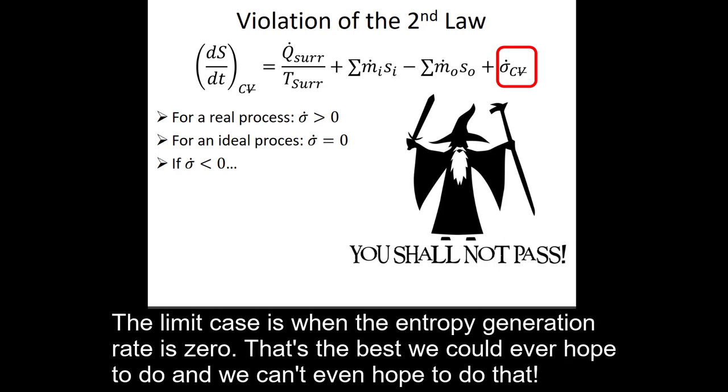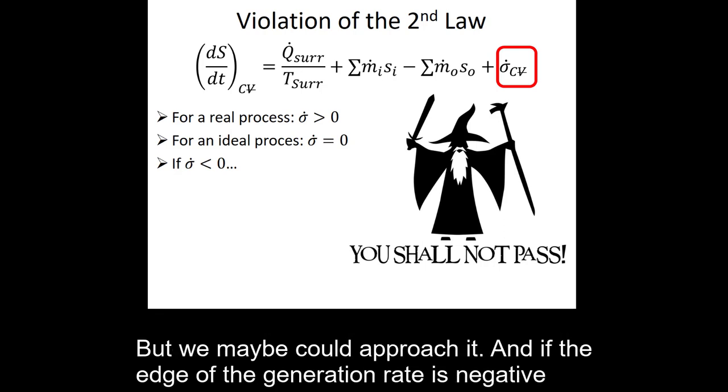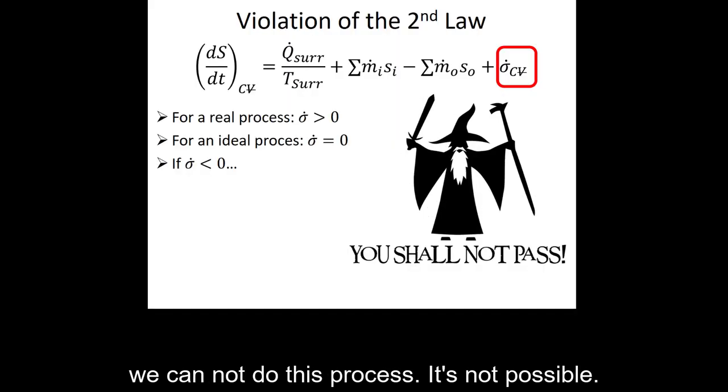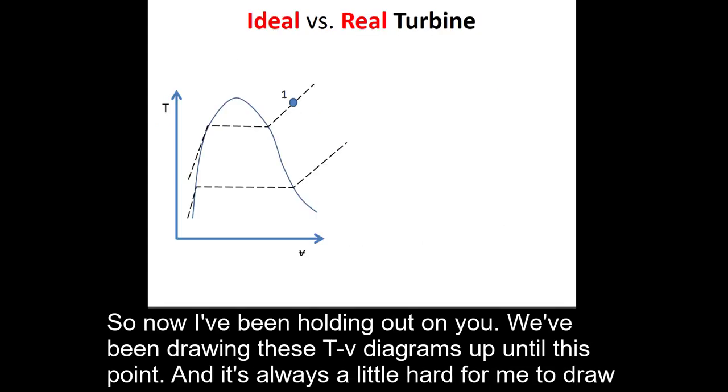The limit case is when the entropy generation rate is 0. That's the best we could ever hope to do, and we can't even hope to do that, but we maybe could approach it. And if the entropy generation rate is negative, we cannot do this process. It's not possible.